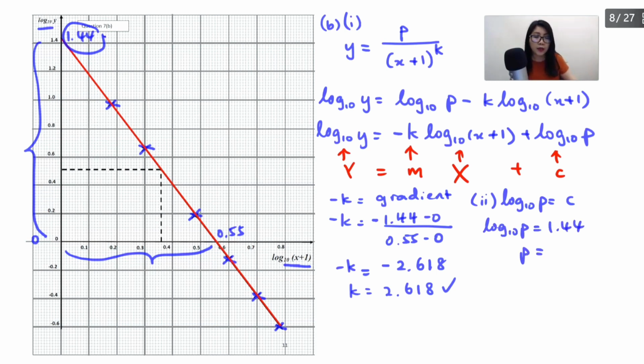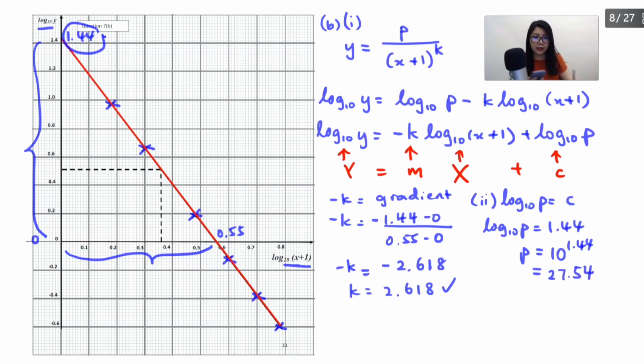So in order to find P, I bring over the base 10 to the right side, becomes 10 to the power of 1.44. Okay, so let's calculate this. What is 10 to the power of 1.44? 10 to the power of 1.44 is equals to 27.54. Okay, give your answer in 2 decimal places. So 27.54.